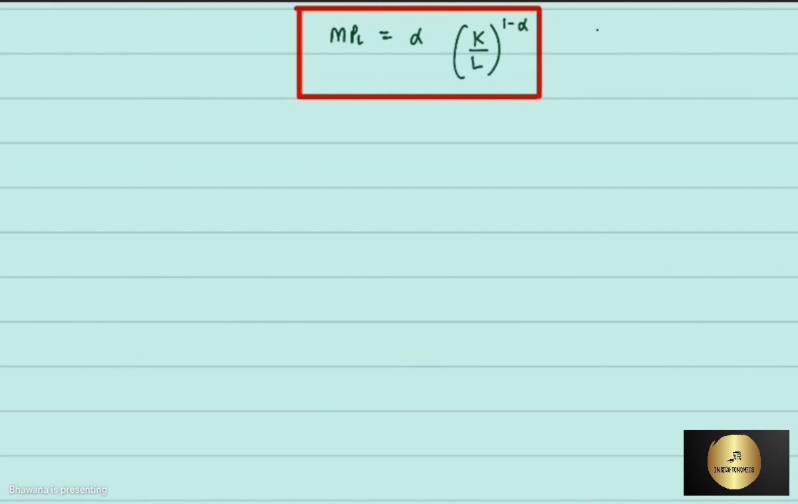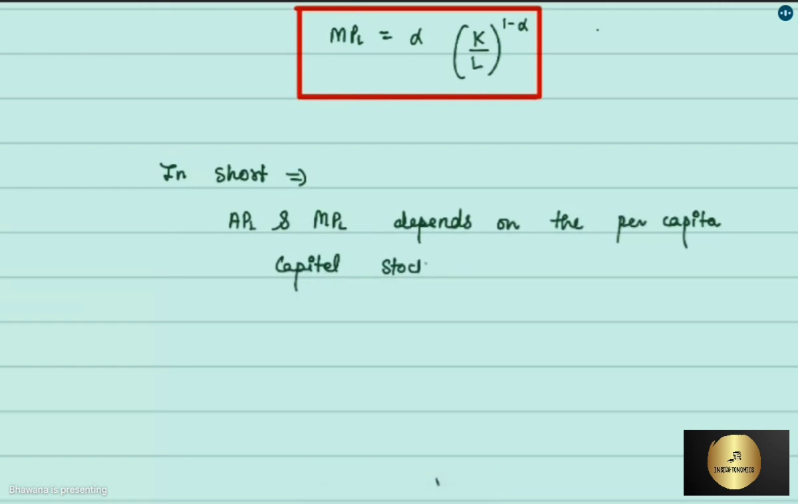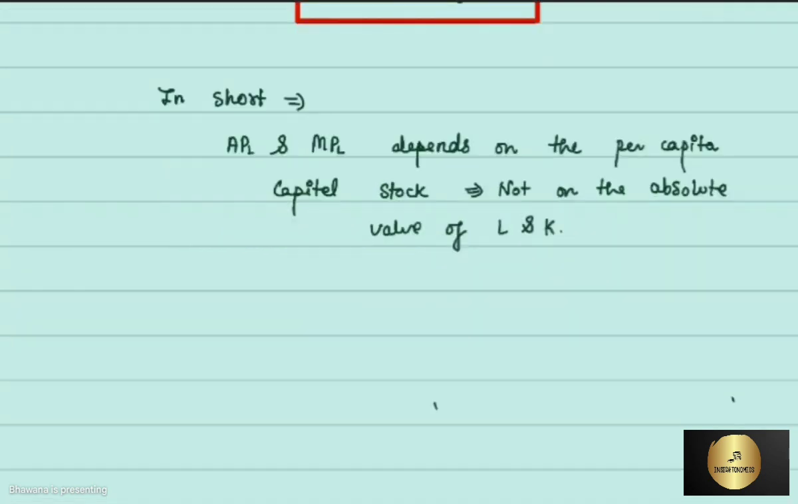So in short, APL and MPL depend on the per capita capital stock, not on the absolute values of L and K. Okay.